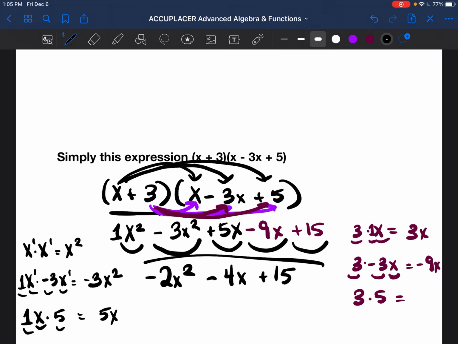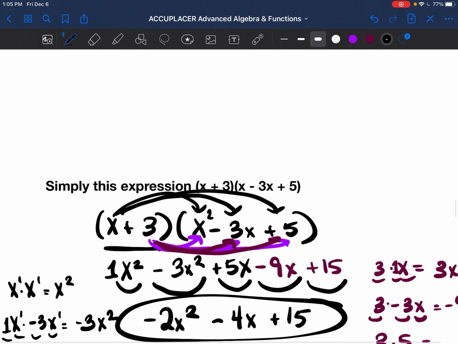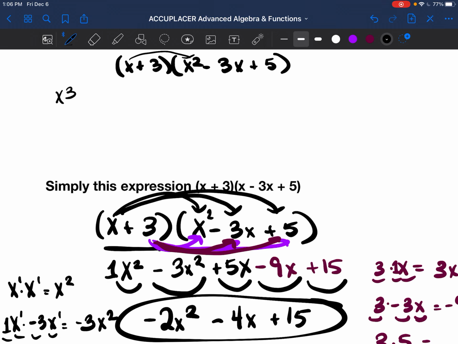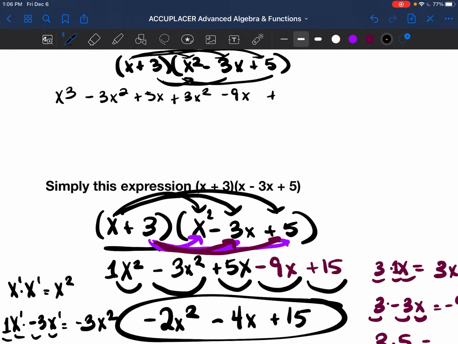What would I do if there was an x squared here like I originally planned? Well, let's bring it up here. So if it was x plus 3 times x squared minus 3x plus 5. I'm going to do this a little bit quicker because we should be more familiar with this at this point. So x times x squared is x to the third power. x times negative 3x is negative 3x squared. x times 5 is plus 5x. Plus 3x squared minus 9x plus 15.